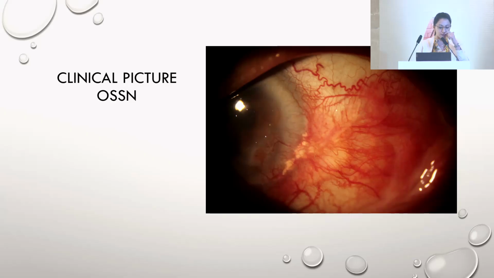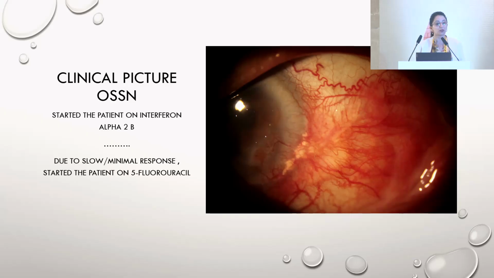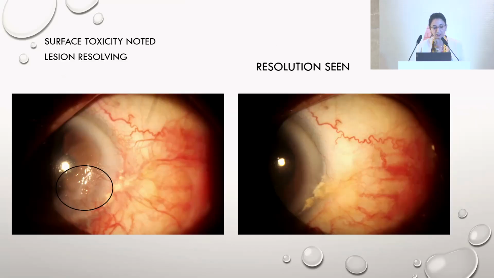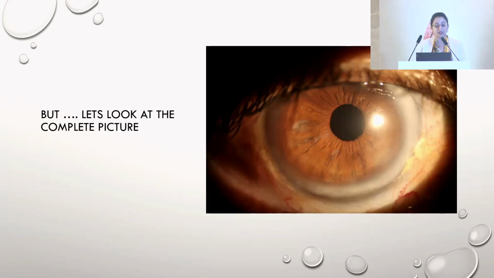So the clinical picture was OSSN. We started the patient on interferon alpha 2B. Due to minimal, slow response, I expedited the treatment with 5-fluorouracil topical eye drops. Surface toxicity was noted, but then the resolution happened and everything was fine. But this is just one corner of the picture; this is the complete picture. Any comments? Do you see a difference between this first picture and the picture I showed just now? I think it has completely resolved. Yes, the lesions at the limbus have resolved.